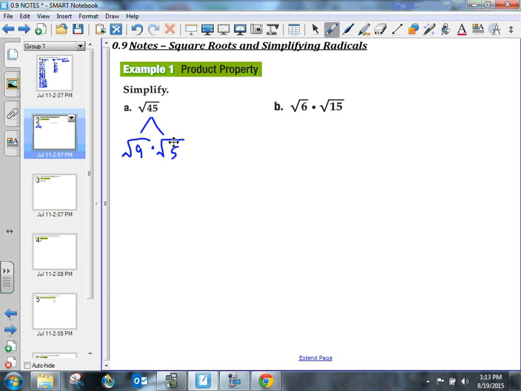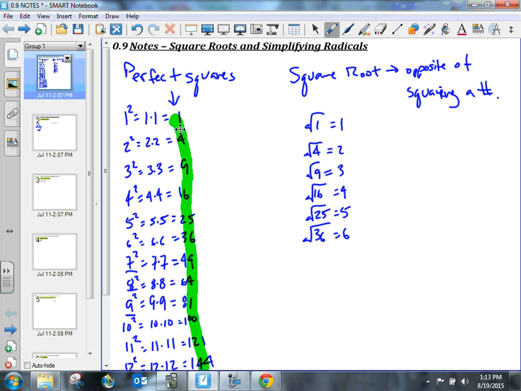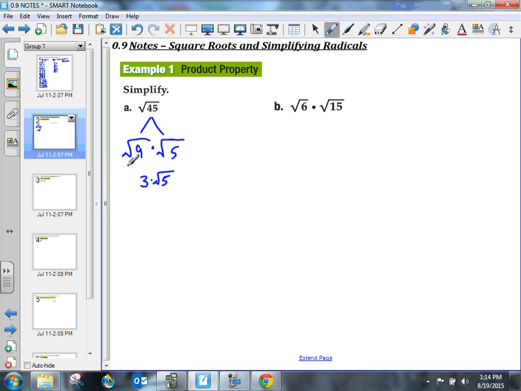And this is a product, a property of radicals that you can use. The reason I chose the square root of 9 is because I can take the square root of that. That becomes 3 times the square root of 5. Now, I cannot take the square root of 5. If I did, I would get a decimal, but 5 is not one of my perfect square numbers, so I leave my answer like this.